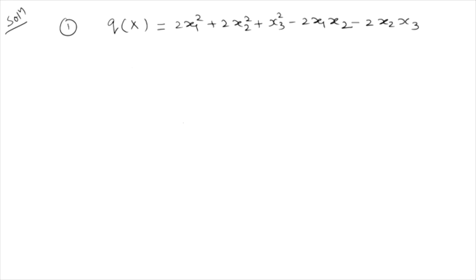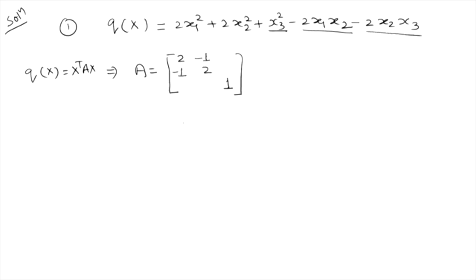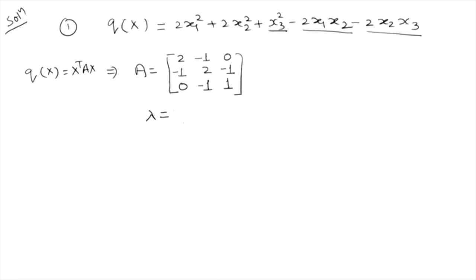Now, the associated matrix is, Q(x) equals x^T A x, then A equals, so here will come the coefficient of x1 square, 2; the diagonal entry in the second row will be the coefficient of x2 square, and in the same way the diagonal entry in the third row will be the coefficient of x3 square. Minus 2x1x2, so I will take minus 1 here and minus 1 here; minus 2x2x3, so I will take minus 1 here and minus 1 here at the 2,3 and 3,2 entries, and these are 0. So, this is the associated form.